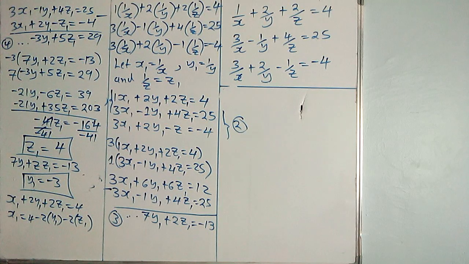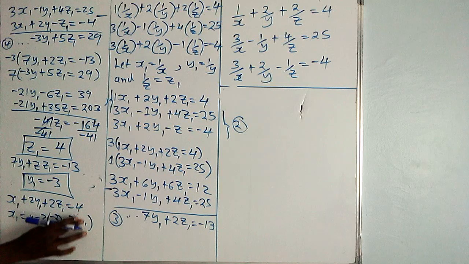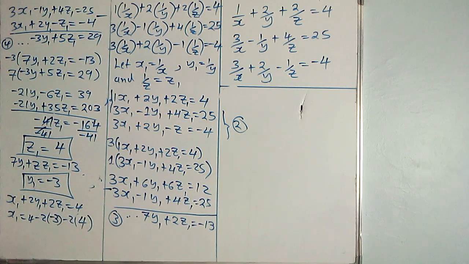So start substituting. x1 is 4 minus 2 times y1, that is minus 2 into negative 3, isn't it? Then minus 2 into 4. So you get 4 plus 6 minus 8, isn't it? Which is 2, isn't it? Which is 2. So far, we found x1 to be 2, and we found y1 to be negative 3, and we found z1 to be 4.